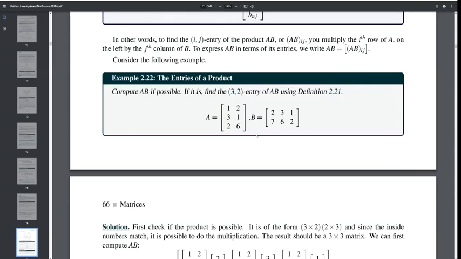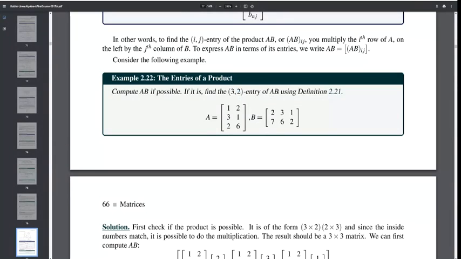Yes, doctor. Good. Okay, so I want to multiply these two matrices A by B, but I want to only find one entry. The entry which is in the third row and the second column, this entry 3-2, right? And to find this entry, since I'm doing the multiplication A times B, A first and then B, right?